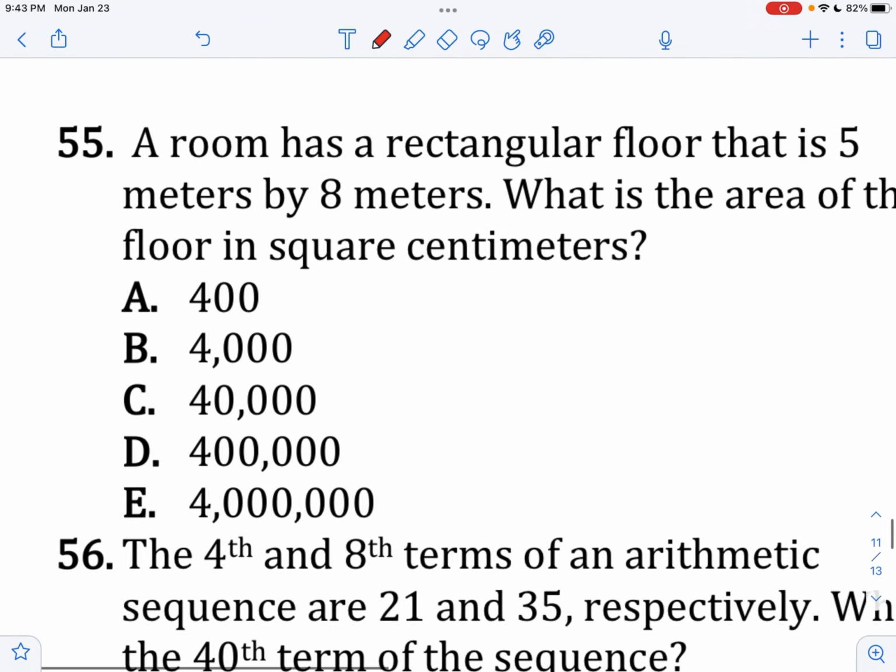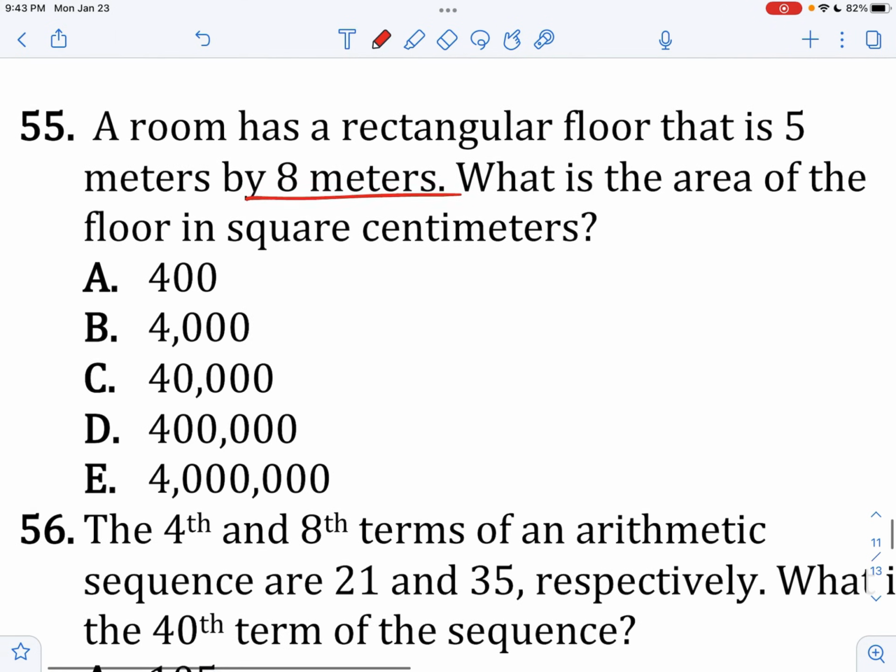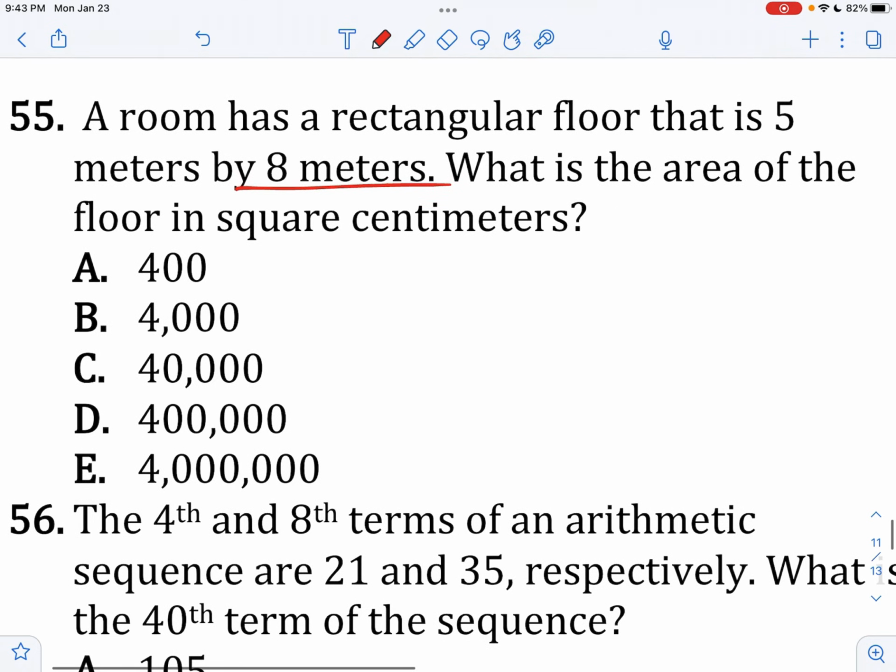A room has a rectangular floor that is 5 meters by 8 meters. What is the area of the floor in square centimeters? So first, convert meters to centimeters. That's going to give you 500 centimeters by 800 centimeters. Area of the floor in square centimeters: just multiply them together. 500 times 800 is 400,000.